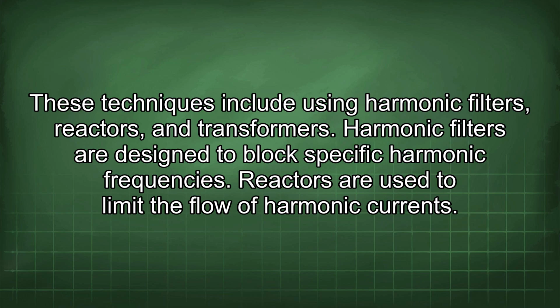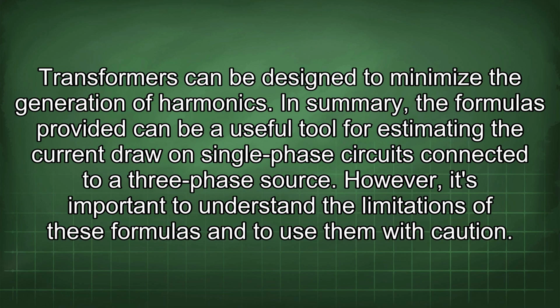Harmonic mitigation techniques can be used to reduce the harmonic content of the current. These techniques include using harmonic filters, reactors, and transformers. Harmonic filters are designed to block specific harmonic frequencies. Reactors are used to limit the flow of harmonic currents. Transformers can be designed to minimize the generation of harmonics.